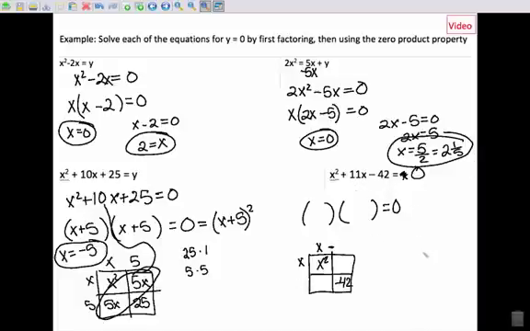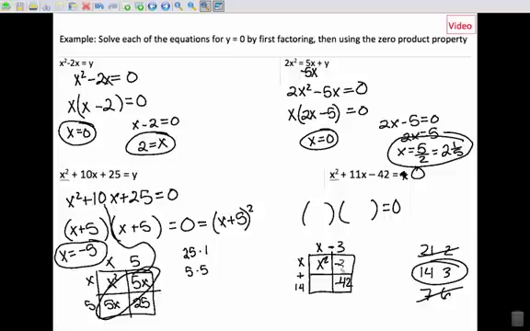So let's take a look at the factors of 42. 42 would have 42 and 1, obviously, would have 21 and 2, would have 14 and 3, and then 7 and 6. So I'm looking for a difference of 11 here. 21 and 2 don't have it, 7 and 6 don't have it, 14 and 3 do. So that means the bigger number has to be 14. So I'm going to have a positive 14, and I'm going to have a negative 3.